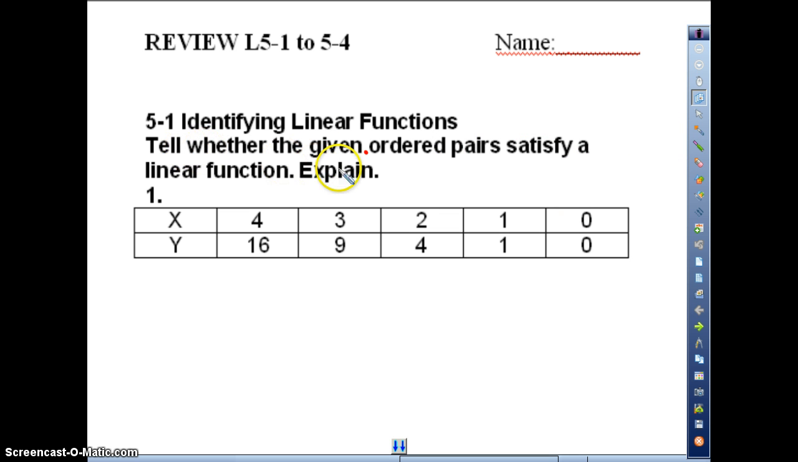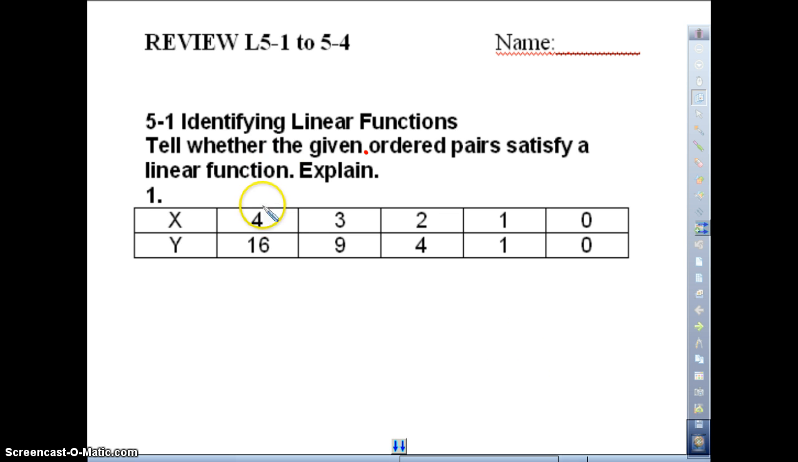So let's get started. The first question is from lesson 5-1 on identifying linear functions. We're supposed to tell whether the given ordered pair satisfies a linear function. You can tell from ordered pairs if you've got a linear function or not by looking to see if you've got a constant change in your x's that corresponds to a constant change in your y's. If that happens, then it'll graph as linear.